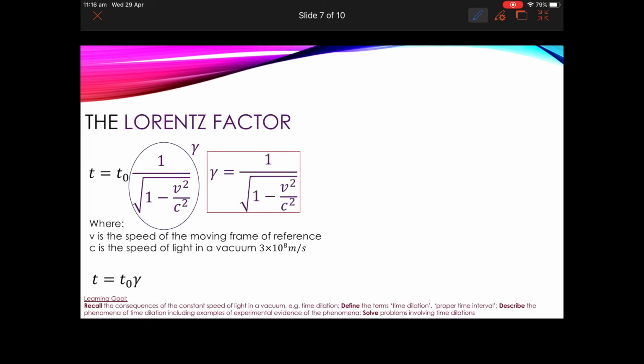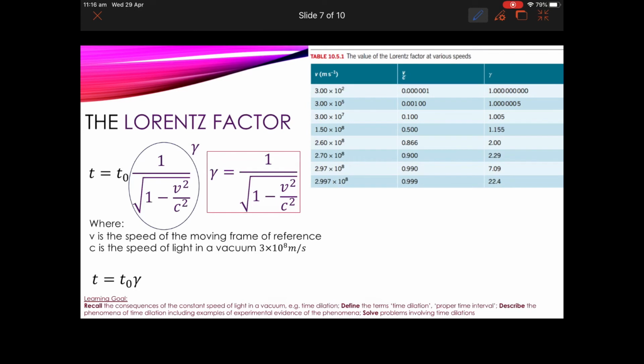So, the Lorentz factor is simply the 1 over root 1 minus v squared on c squared part of our time dilation formula. And what's really interesting to note is that depending on the velocity that you're actually travelling at, you notice that the Lorentz factor is really close to 1. So the closer this value is to 1, okay, that means that we're not really seeing a significant effect of time dilation at all. So you see here, even when we're travelling at 3 by 10 to the 5 metres per second, we're really not seeing any time dilation.